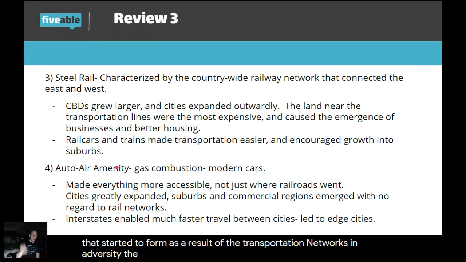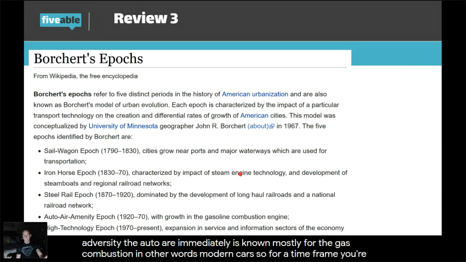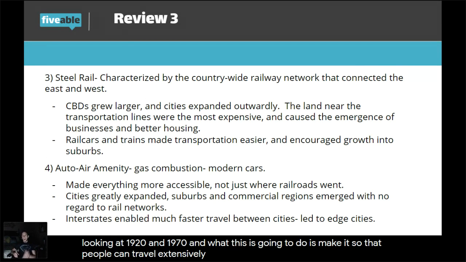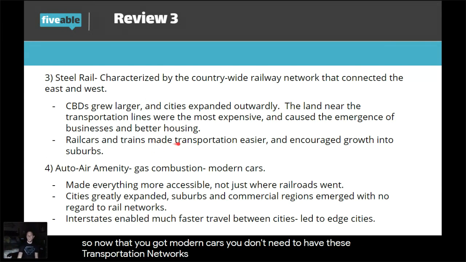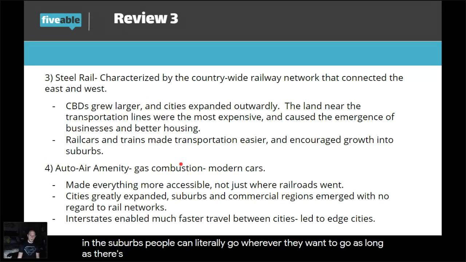The auto era is known mostly for the gas combustion, in other words, modern cars. So for a time frame, you're looking at 1920 to 1970. And what this is going to do is make it so that people can travel extensively without having to use trains or rail cars. So now that you've got modern cars, you don't need to have these transportation networks stretching from the city center to the outside in the suburbs. People can literally go wherever they want to go as long as there's roads and they have a car.